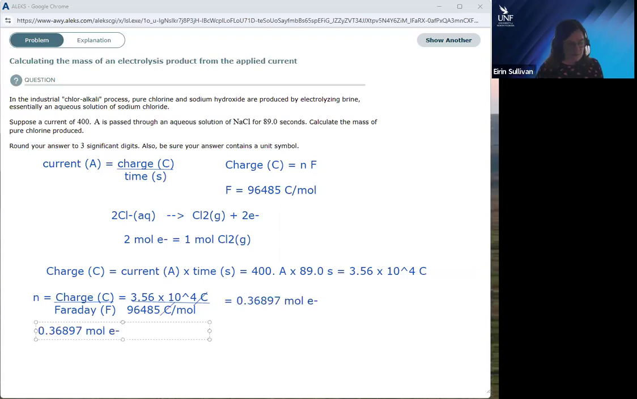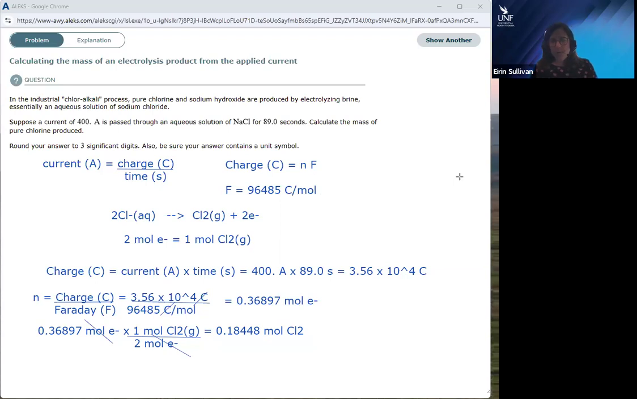The last thing I need to do is convert that to moles of chlorine, which is why I want that mole ratio. For every 2 moles of electrons transferred, I will produce 1 mole of chlorine. That gives me my number of moles of chlorine, 0.18 and so on, of Cl2. Then I use the molar mass of chlorine, just like we did back in Gen Chem 1, to convert moles of chlorine to mass in grams. We are almost there. I could have used the molar mass right away, but let's do it separately.